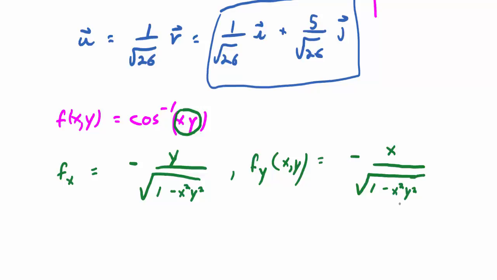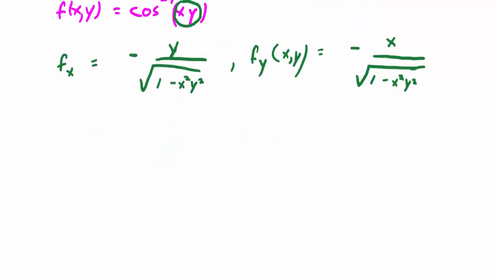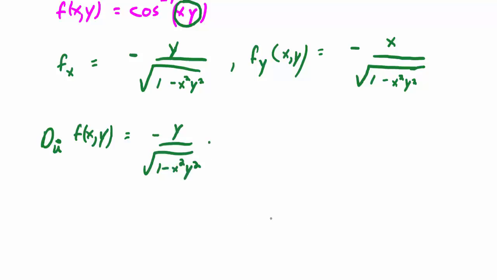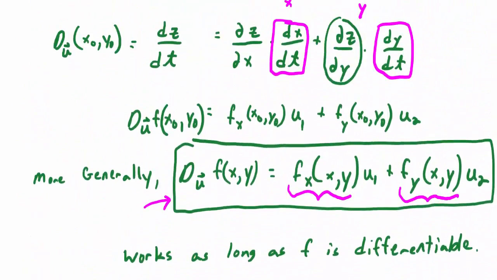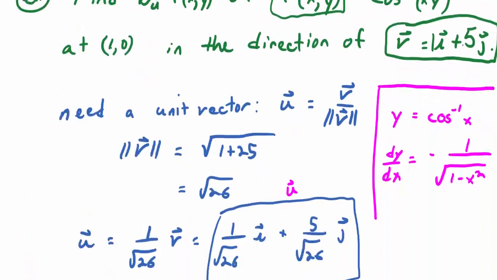Is that okay? Let's write down a generic formula for the directional derivative because that's good practice, and then we'll plug in the values of x and y that were given. So the generic formula, the directional derivative in the direction of u of f(x,y). We're going to take f sub x, which is this guy, times u1, right? So if you go back and look at the formula, you take f sub x, evaluated at (x,y), times u1. Okay, so what's u1?